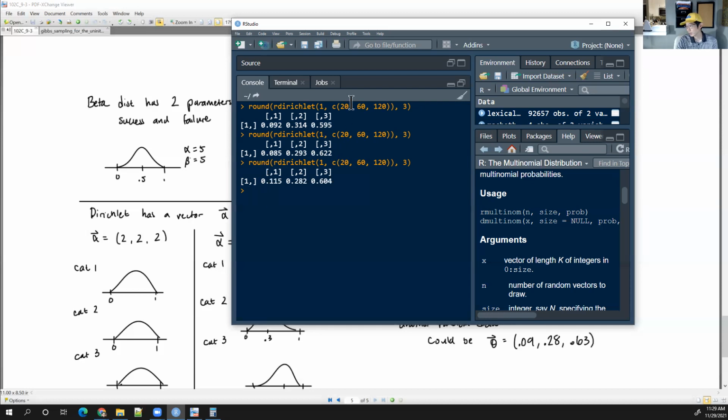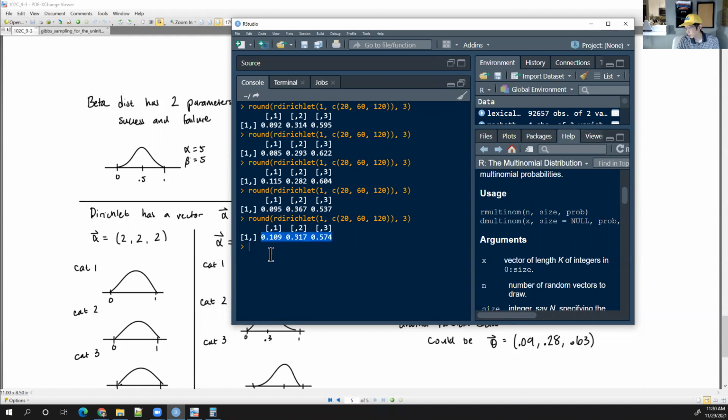But generally, again, if you do 20 plus 60 plus 120, that adds up to 200. So 20 divided by 200, we're expecting something around 0.1. 60 divided by 200, we're expecting something around 0.3. And 120 divided by 200, we're expecting something around 0.6. But again, it's all subject to randomness. So it can be a little bit higher, it can be a little bit lower. Does this kind of make sense as far as what's happening with the Dirichlet?